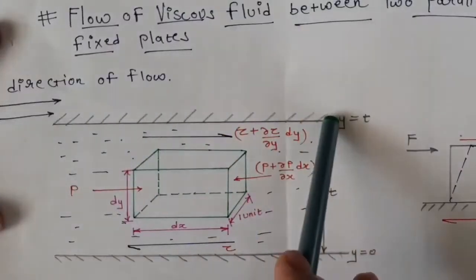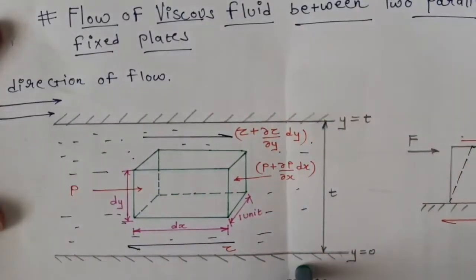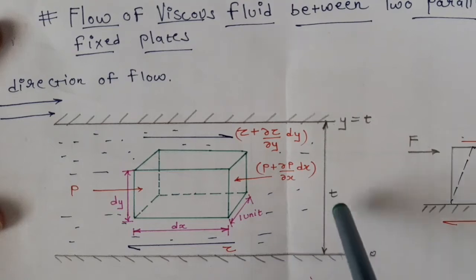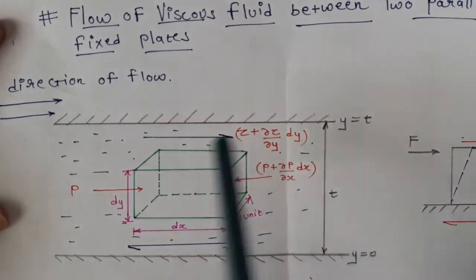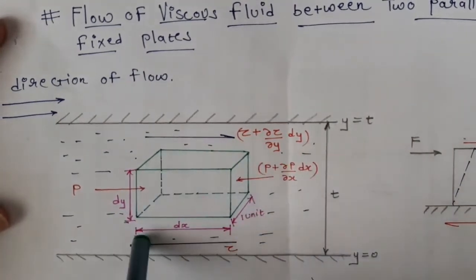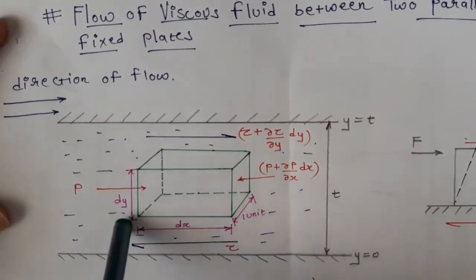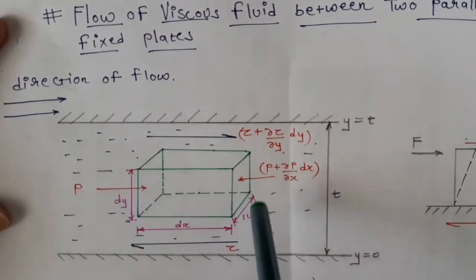Here are two plates arranged horizontal and parallel to each other. They are separated by a distance of t. This is a rectangular fluid element with a length dx and height dy, and its thickness is 1 unit.